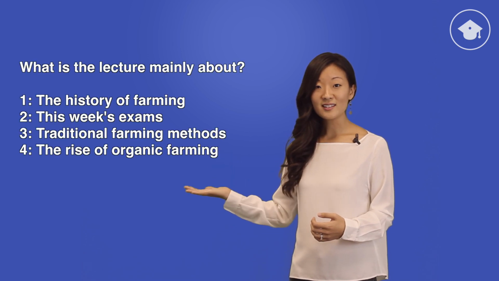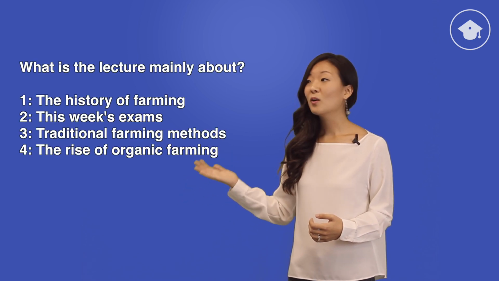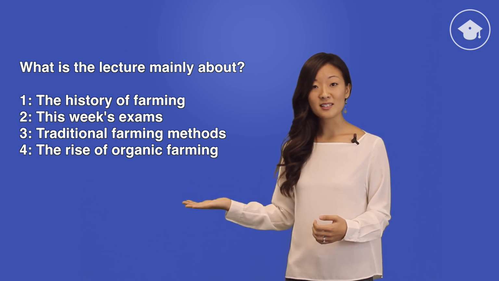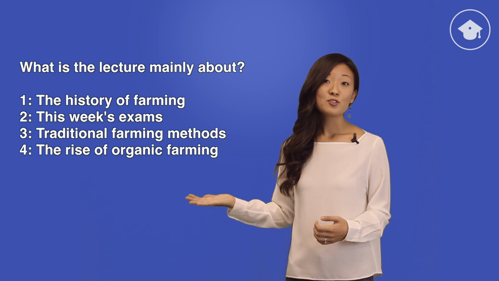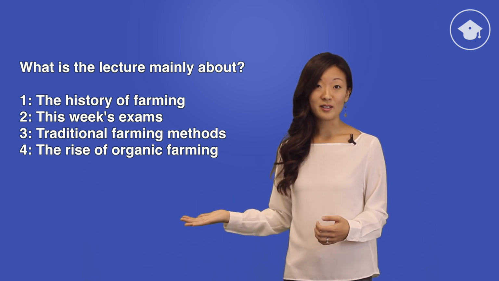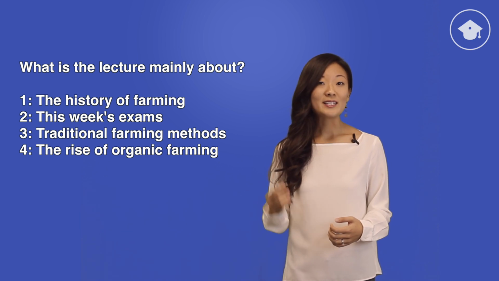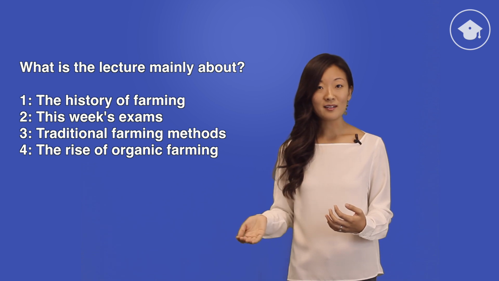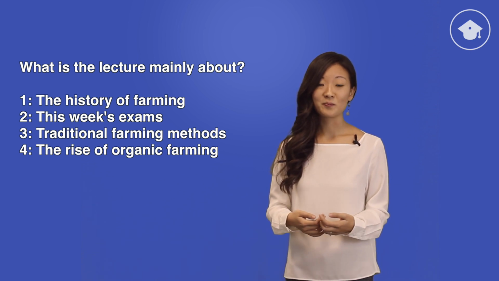Now that we've made our guess, we can compare it to the answers. Here's the question again, now with the answer choices included. What is the lecture mainly about? 1. History of farming. 2. This week's exams. 3. Traditional farming methods. And 4. The rise of organic farming. Remember, we guessed that the lecture is mainly about organic farming. Let's compare that to these answer choices.